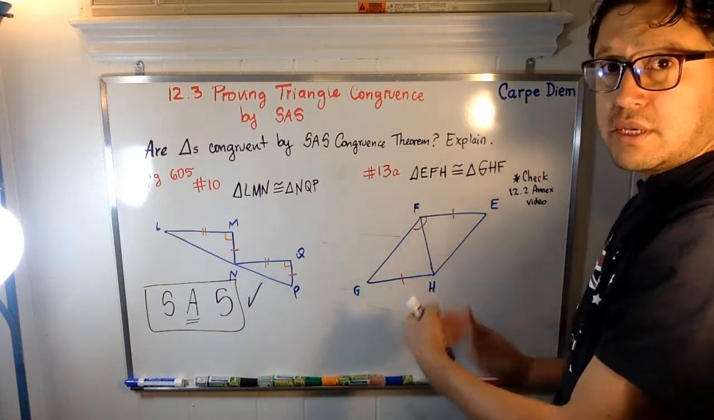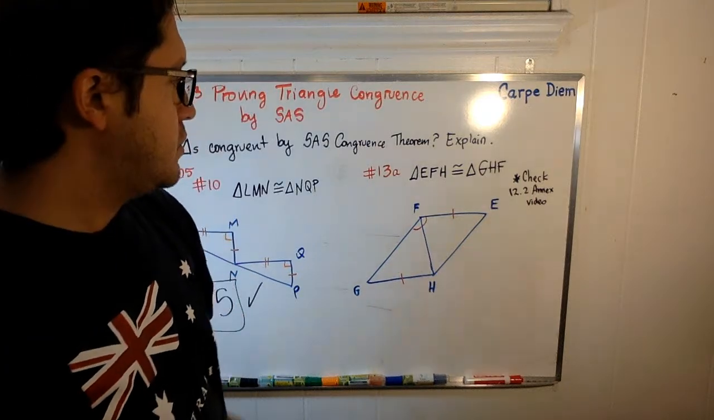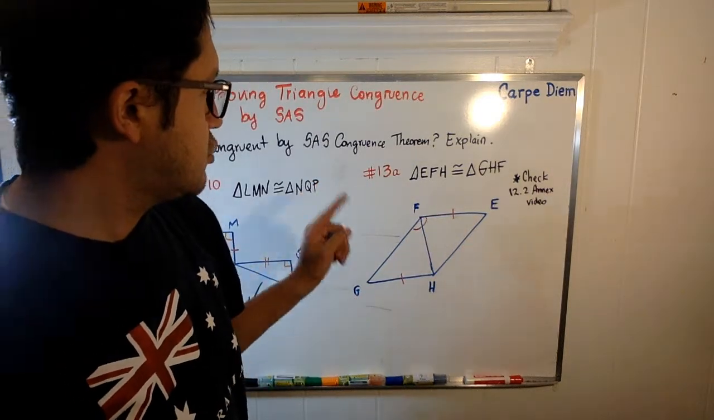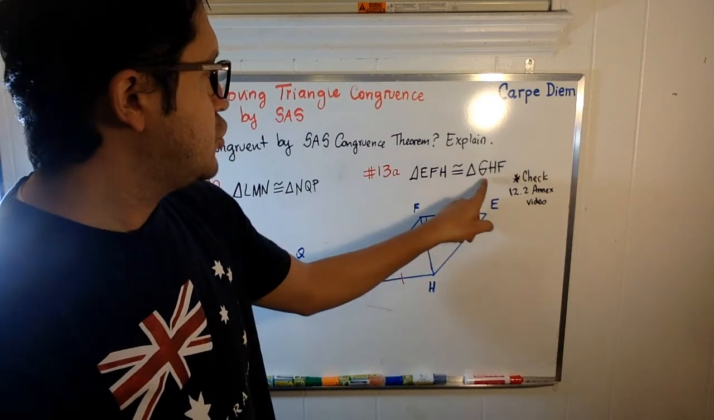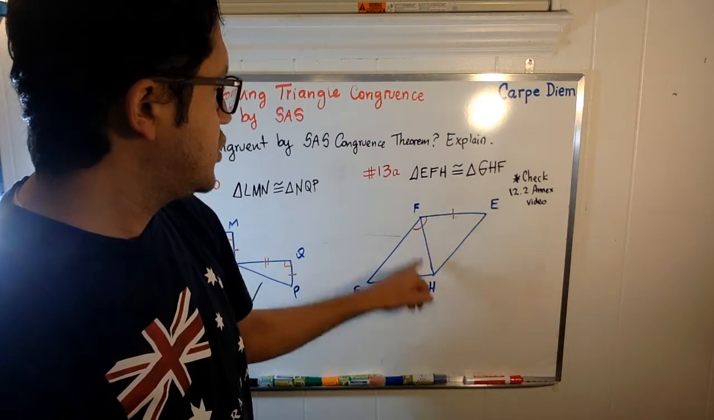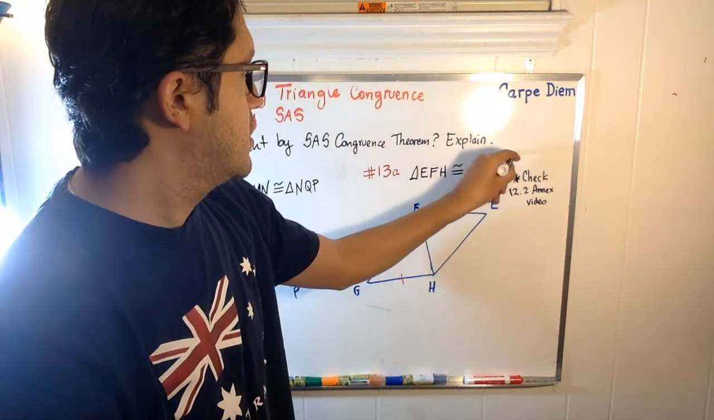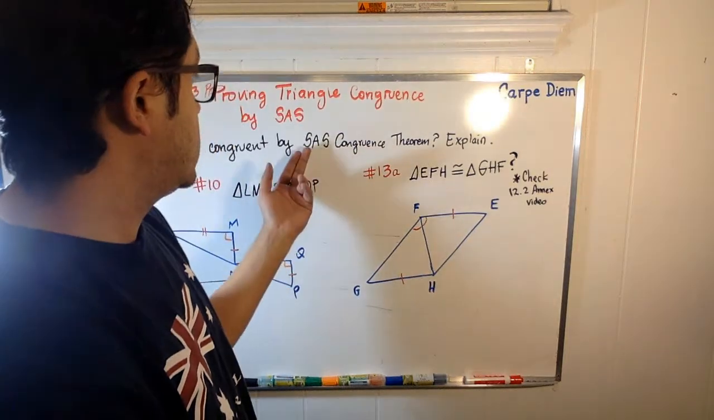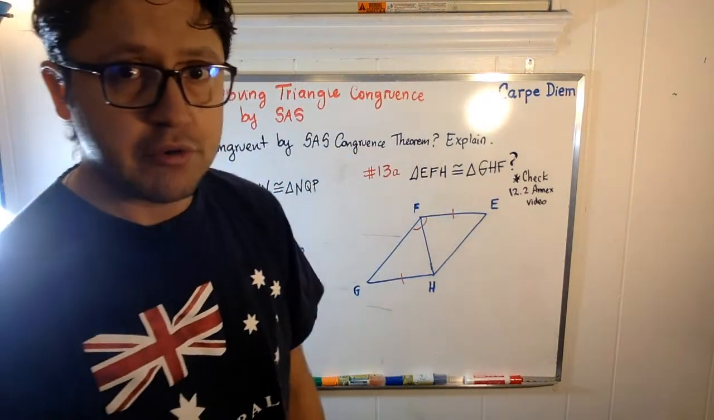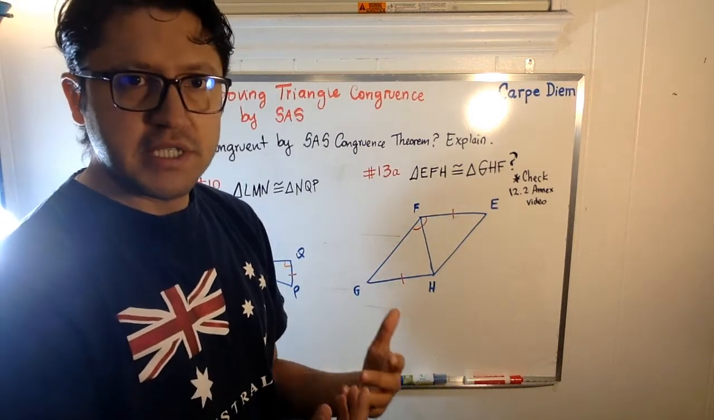Now let's take a look at number 13. Number 13 is showing you a couple of triangles. The triangles are EFH and triangle GHF. This one, GHF. Are they congruent is the question using the SAS Congruence Theorem. So let's take a look. We are going to follow the same reasoning here.